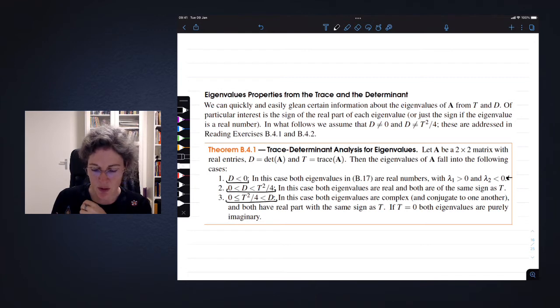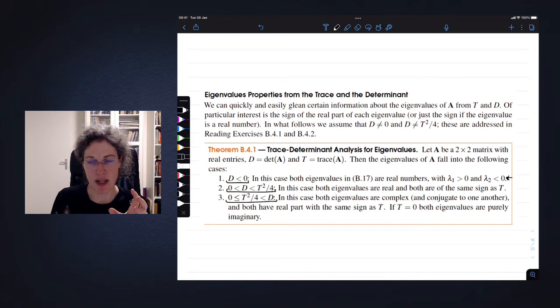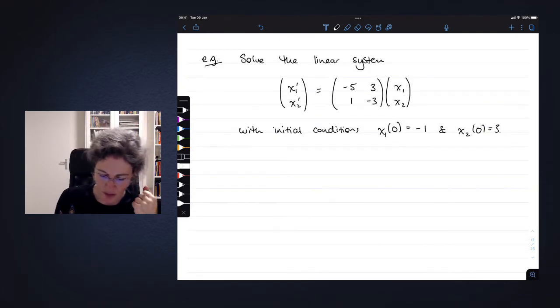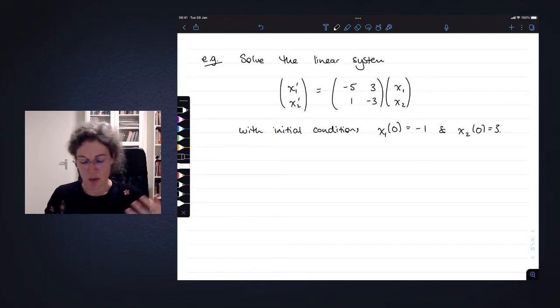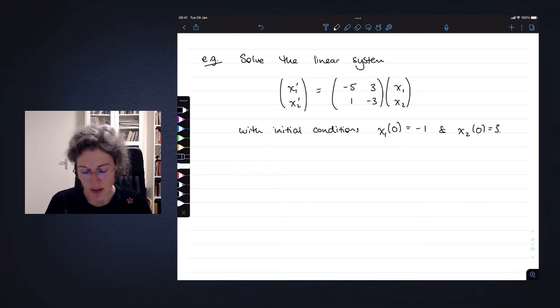So at the moment I'm just telling you this stuff, but it is going to be relevant for when we look at our solutions. So our eigenvalues are going to play a huge role in what our solutions look like, in the same way that the roots of our characteristic equation played a big role in whether we had oscillatory or decaying solutions for our single DEs. Okay, so let's dive in and solve a linear system that looks like this.